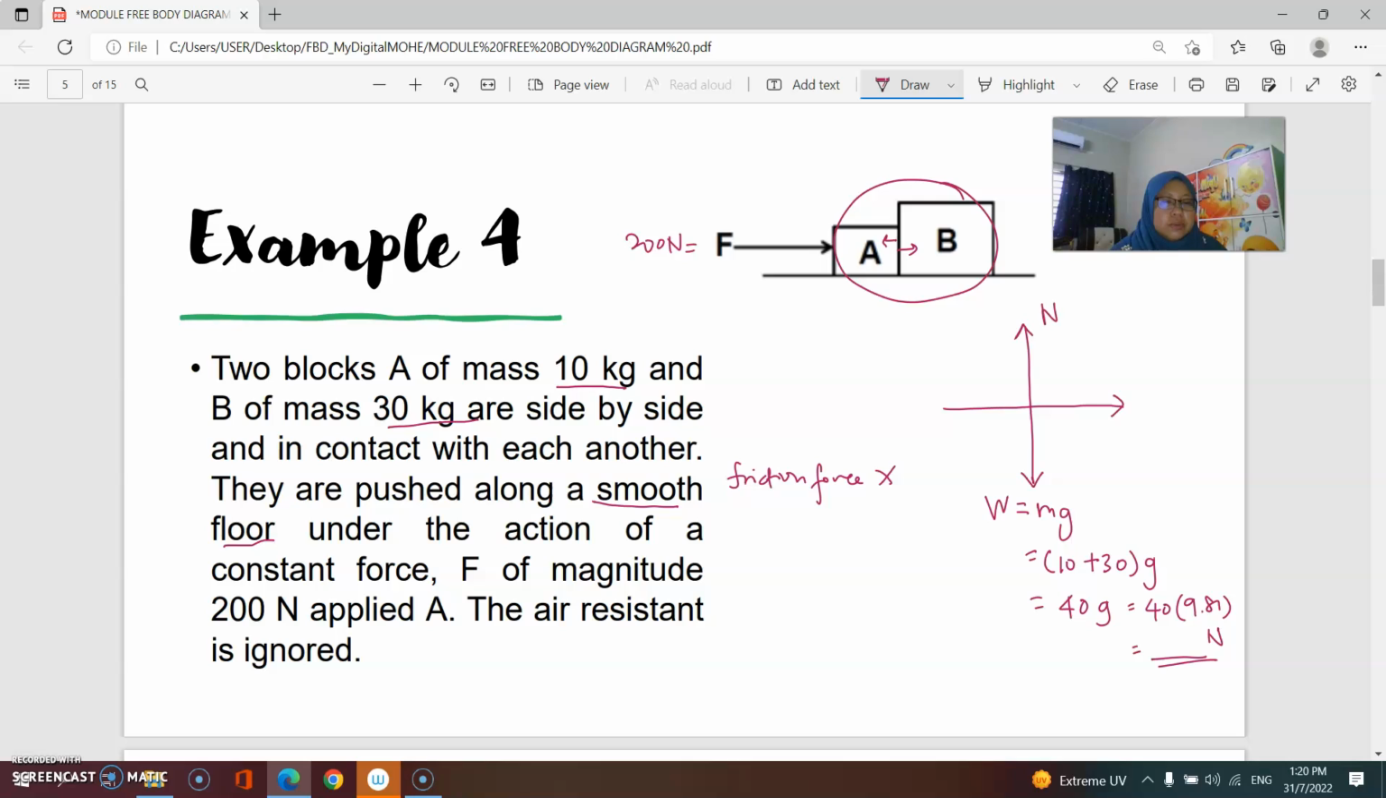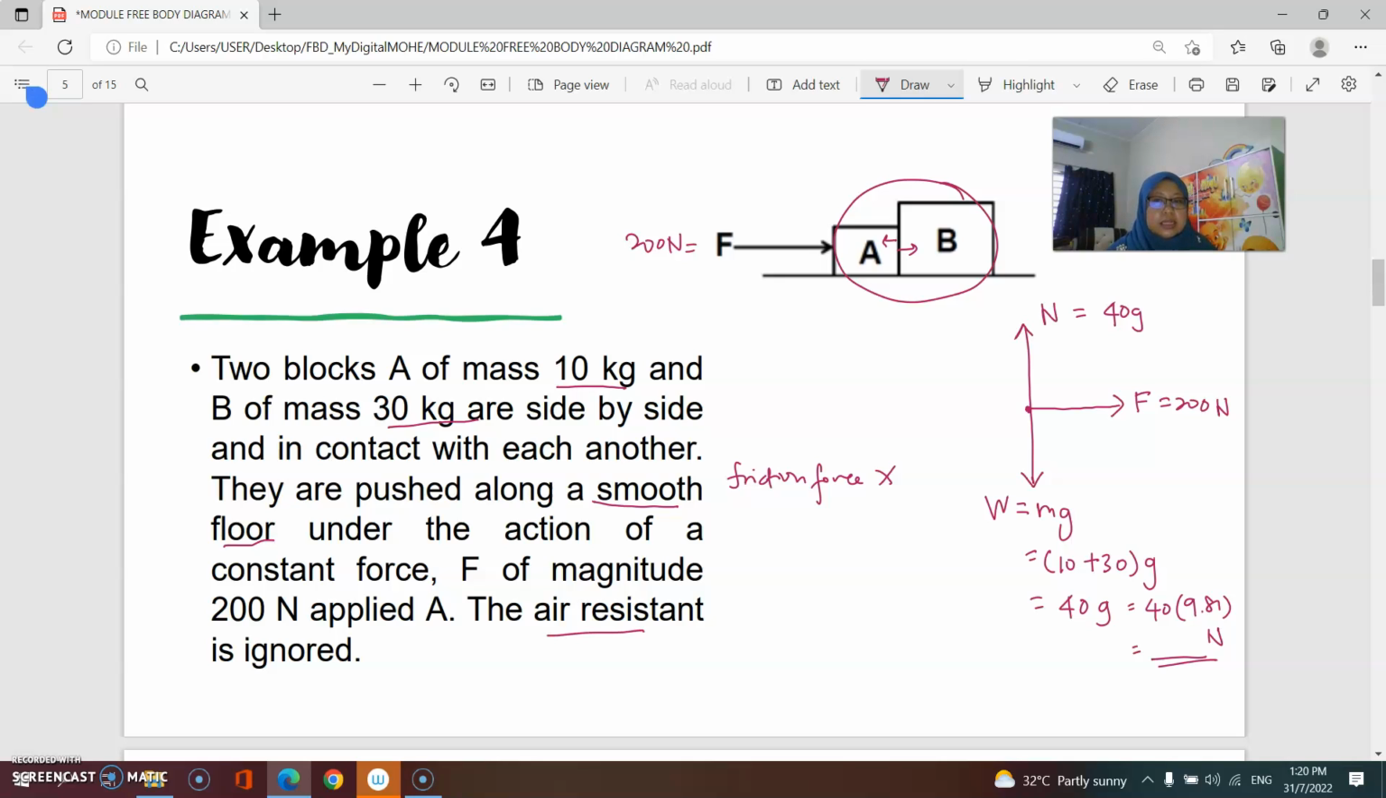And then we have the normal force. Because the two boxes remain on the surface, the normal force will also be 40g. And then we have F, which is 200 Newton. But as I mentioned, we don't have any frictional force, so we don't have any force here. So this is the answer, the free body diagram for example 4.